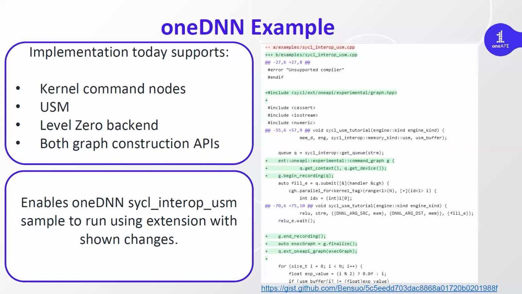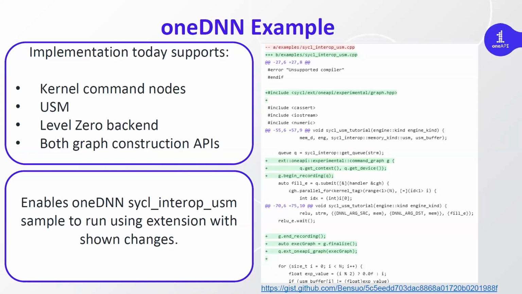So there are some limitations about this and some things we're working on, which I'll talk about in the future work section, but this by itself is enough to get some simple real world code running. oneDNN is a performance library for deep learning in the oneAPI stack. And we've got the SYCL interop USM sample working just using this patch here, which illustrates the benefits of record and replay, where this is a call into a library. We've been able to capture it in a graph just by bookending it in graph begin recording and end recording. And now we've got our graph.